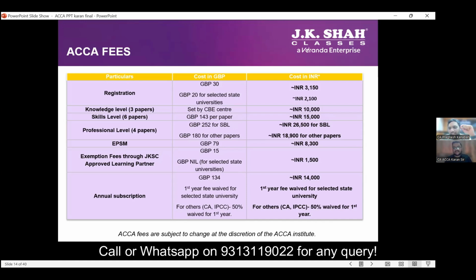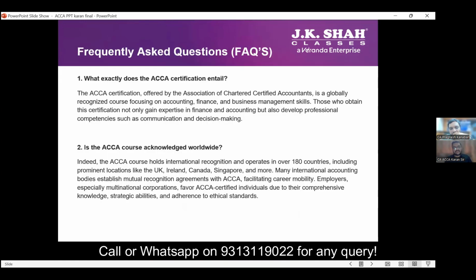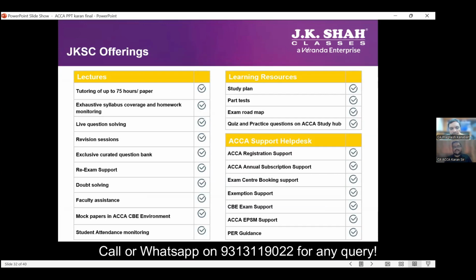So, when it comes to the coaching fees, what is the coaching fee, sir, that we are looking at? Okay, so now let's directly jump to the coaching fee. And then we'll take the question answer session also from them. Before that, we are going to discuss JKSC offerings. What is it that we are going to offer? And then I think it will be easier for you to understand our pricing structure.